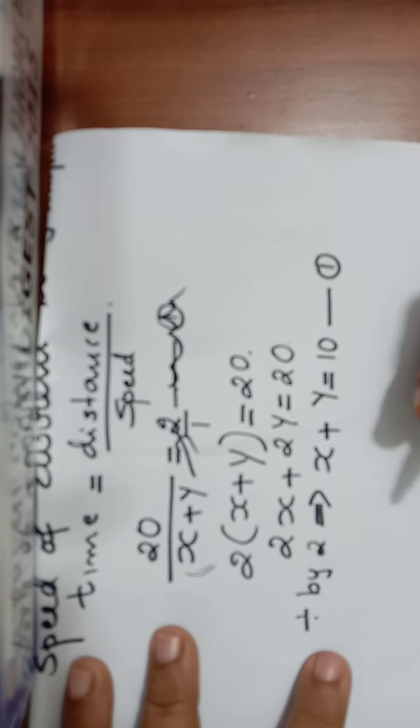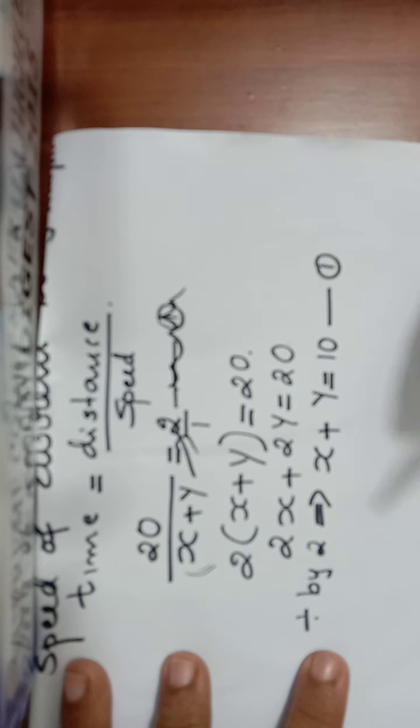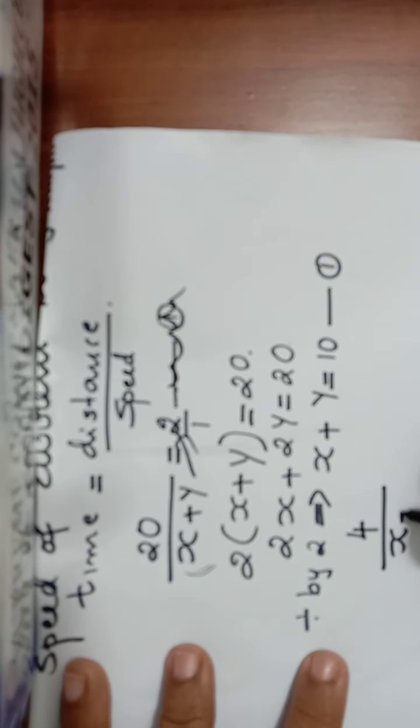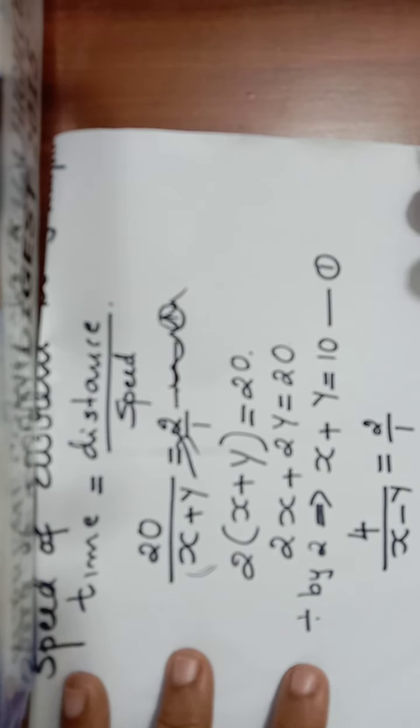Now let us move on to next condition. What is that? The girl is moving against the flow of the current. So what is the time taken? So time taken is 2 hours. In 2 hours only 4 kilometer. Distance travelled is 4 kilometer. As it is upstream movement, speed decreases. x minus y we will take. That's equal to time taken is 2, 2 by 1.